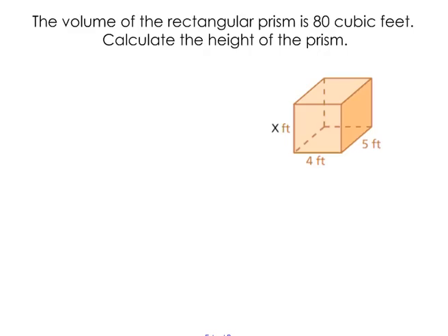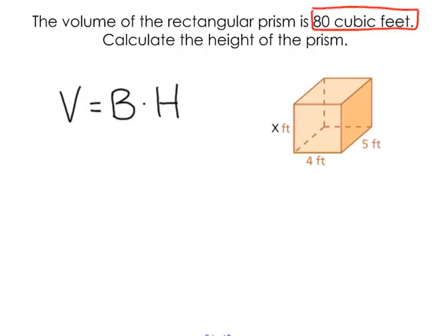All right, next one, we have the volume, but we need to work backwards to find the side length. So we'll still start with volume equals area of the base times height of the prism, and we can actually plug in what we know. So the volume is 80 cubic feet. So I'm going to substitute that in place of capital V.